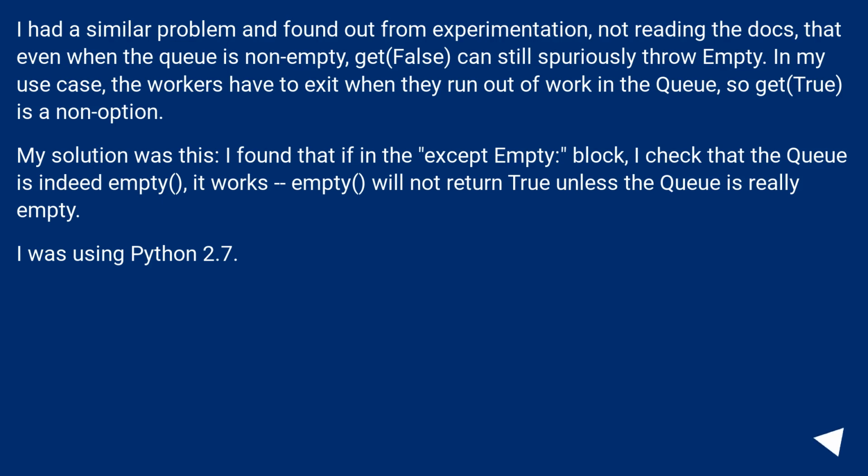I had a similar problem and found out from experimentation, not reading the docs, that even when the queue is nonempty, get(False) can still spuriously throw Empty. In my use case, the workers have to exit when they run out of work in the queue, so get(True) is a non-option. My solution was this.